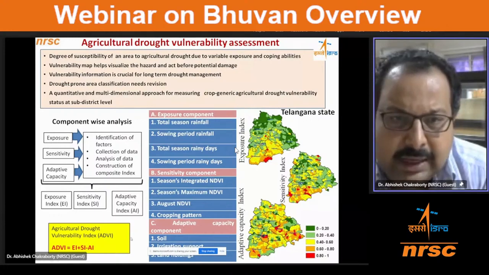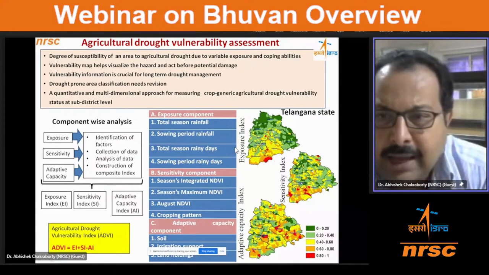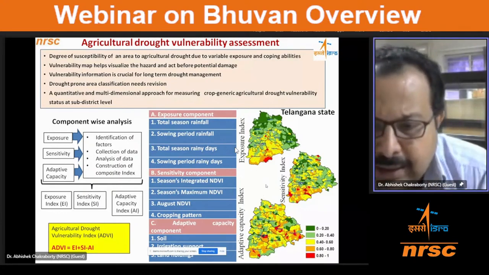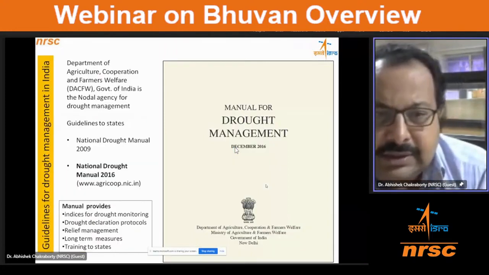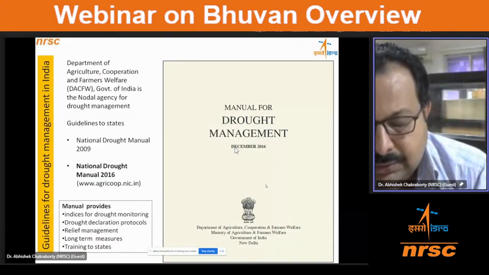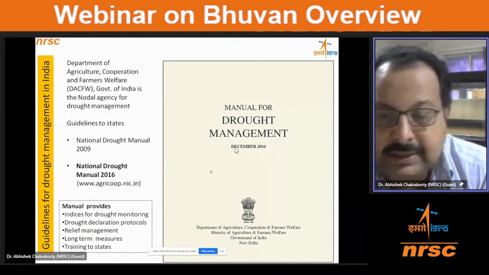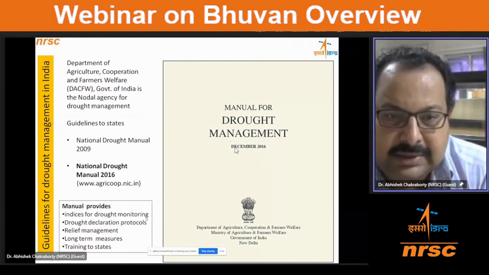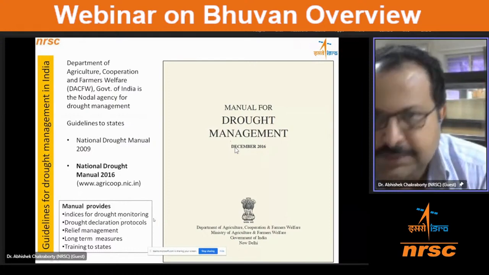This can further be improved, but this is what we have done so far. We generate a particular index called ADVI, the Agricultural Drought Vulnerability Index, and based on that, all over India we have done the agricultural drought vulnerability. It tells whether a particular area is vulnerable to drought or not, and based on that we can have long-term planning. The intervention of this technology is so deep that in the drought manual, which came up in December 2016, NDVI and satellite-based indices played a very important role. For the first time in the history of India, satellite-based indices are a part of the drought declaration manual. That is the kind of penetration of this technology.